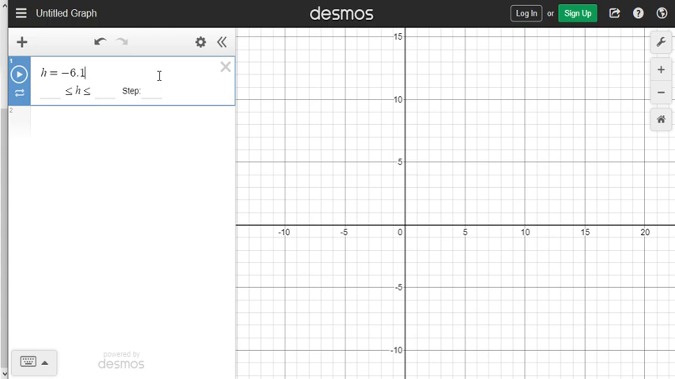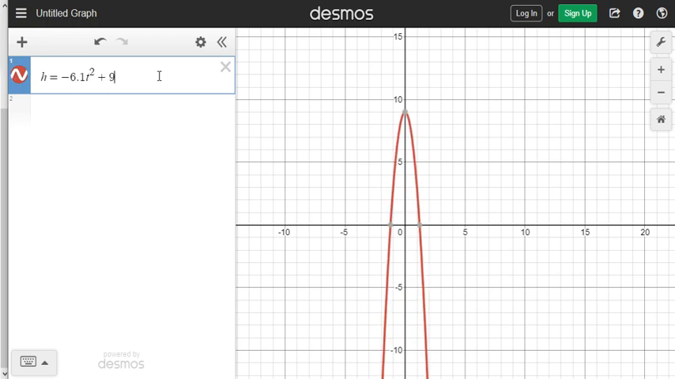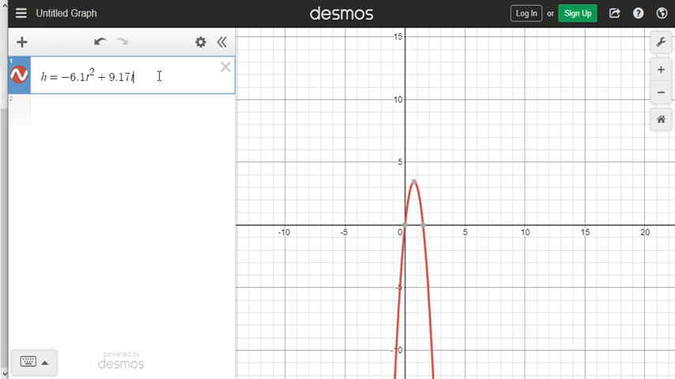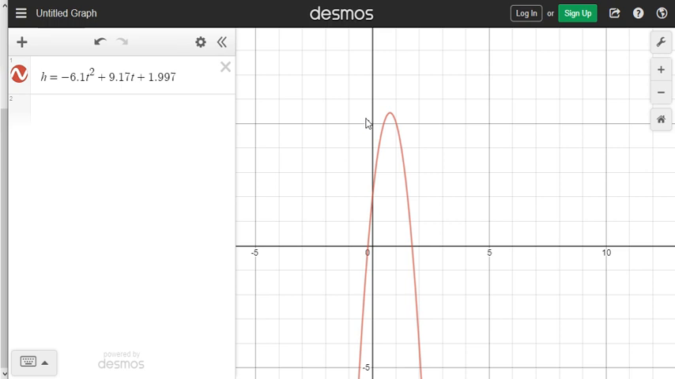6.1, and I'm going to say t squared, and I'll go plus 9.17 t plus 1.997. Okay, so this is our quadratic here. You notice it looks like we get above 5 meters but we don't quite get to 6. Looks like our vertex, the highest, our optimum value is 5.443. That's as high as we get when we're jumping on this trampoline.